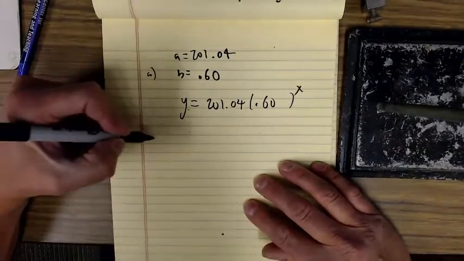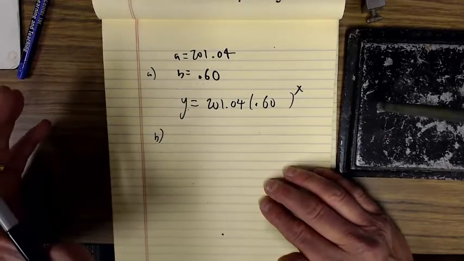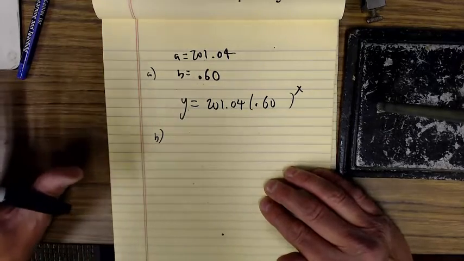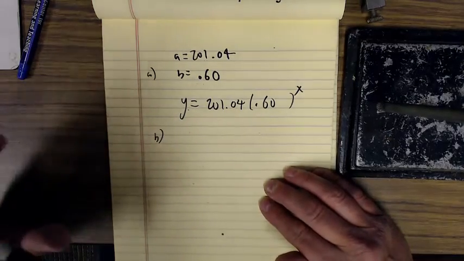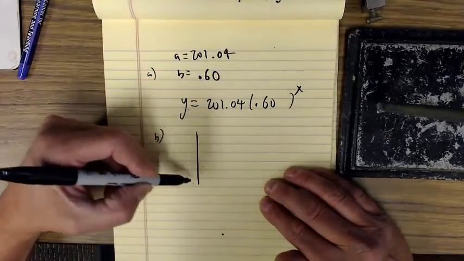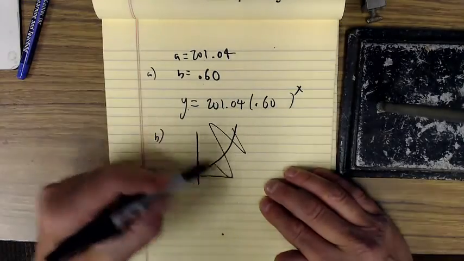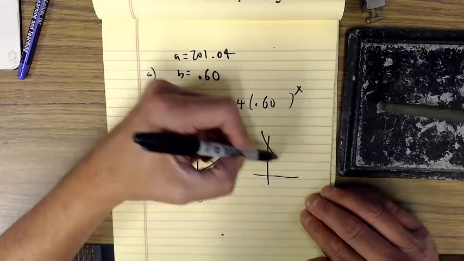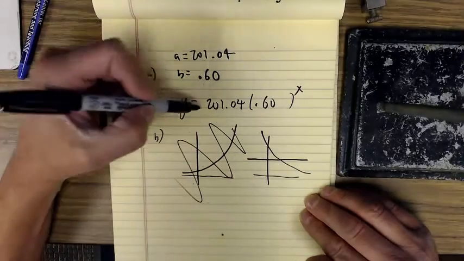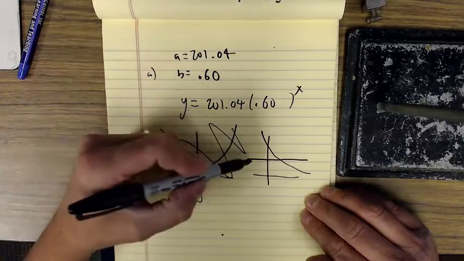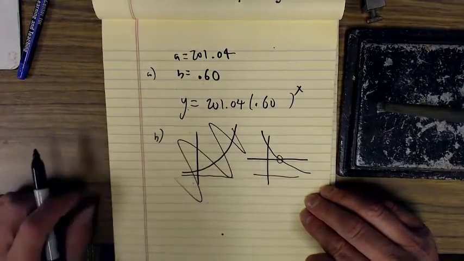All right, so now part B says, after how many months will it take for the phone's value to drop to $75? We can do lots of different things. I'm going to solve it algebraically, but I'm just going to mention that you can solve it with a calculator. You can graph your exponential function in y1 and y equals 75 in y2, and then see where they intersect. And that x value will give you the answer.